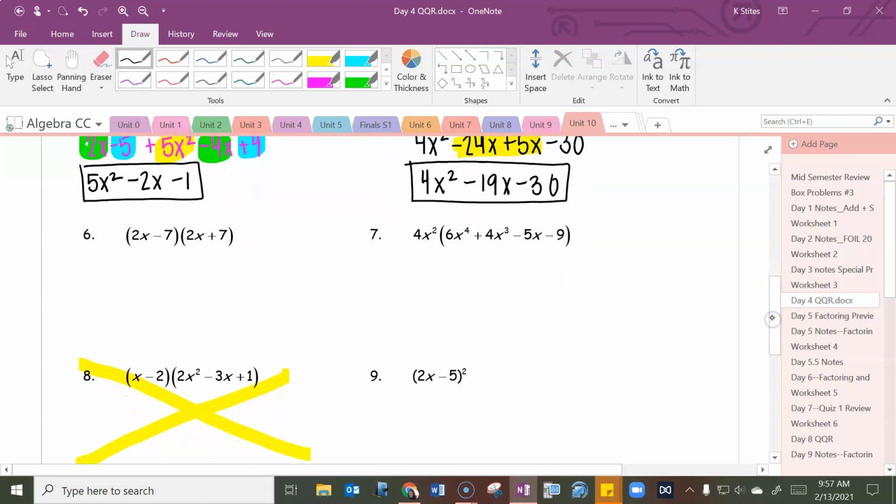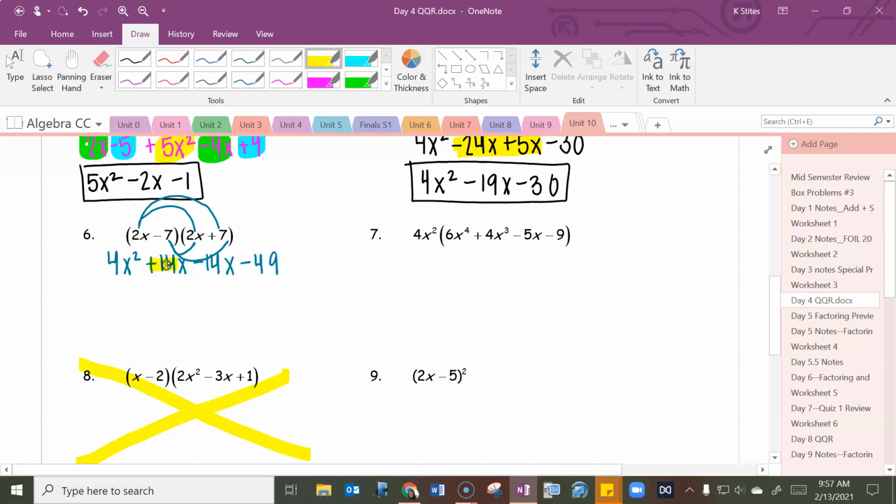Now, number 6, some of you might recognize a shortcut. I'm just going to go ahead and do FOIL, and then I'll show you the shortcut afterwards. Okay, first, 2x times 2x is 4x squared. Outer, 2x times 7 is 14x. Inner, negative 7 times 2x is negative 14x. And last, negative 7 times 7, okay? Negative 7 times 7 is negative 49.